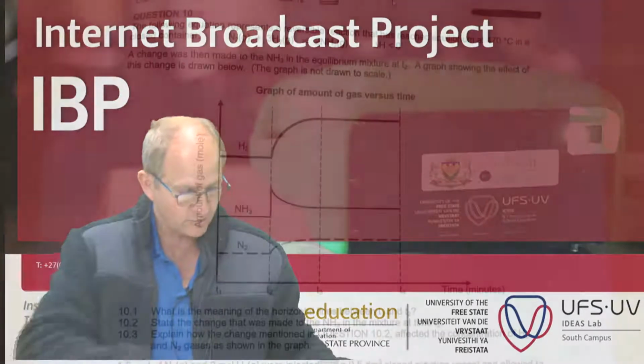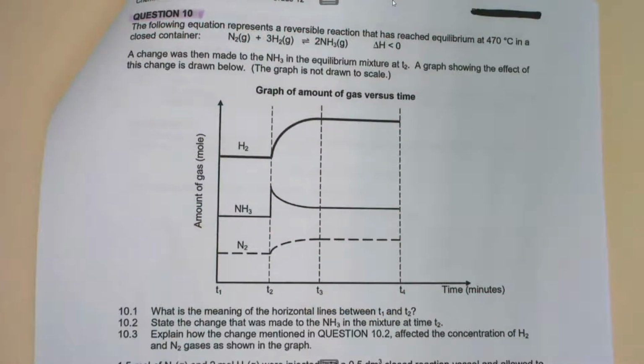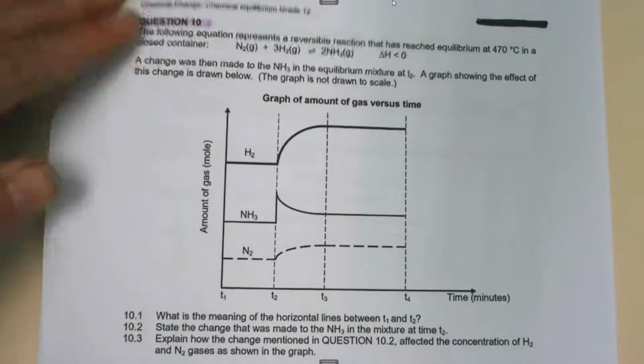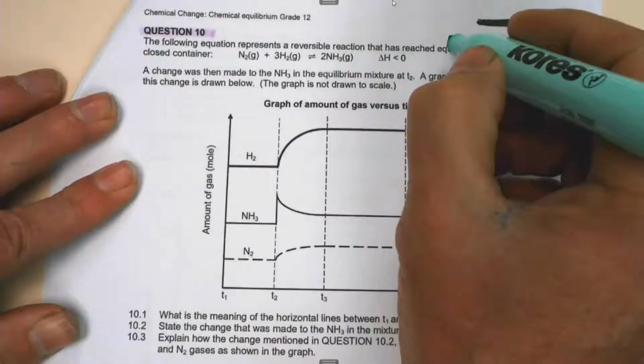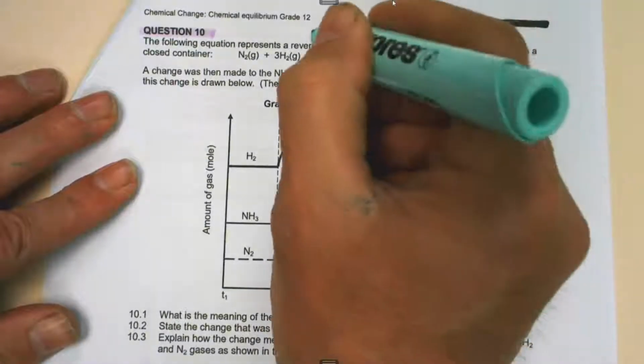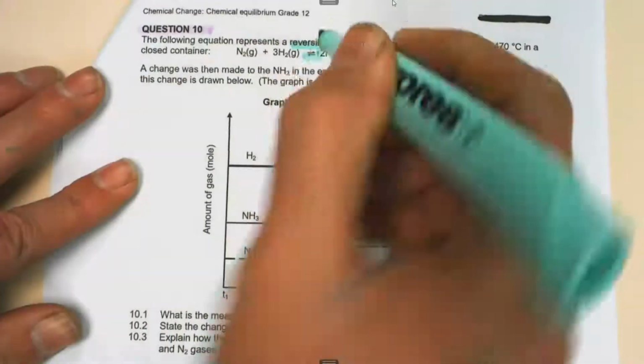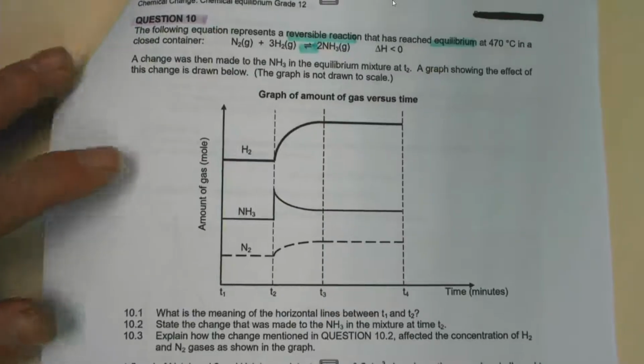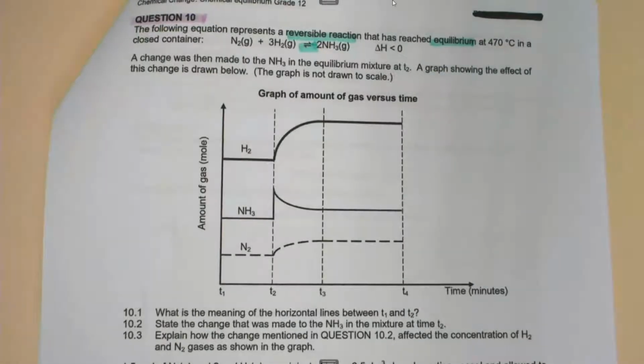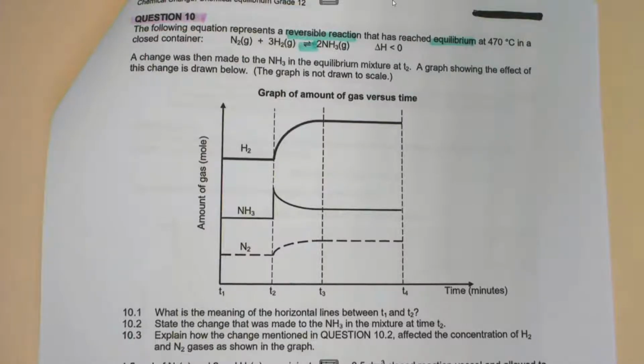One of the ways that you can easily identify a question that relates to chemical equilibrium is you will see the words equilibrium, you will see things like reversible reaction, you will see a reaction with the double arrows, and then you can know that you are most probably busy with this type of question, which is good then that you can know where you are more or less in your paper.